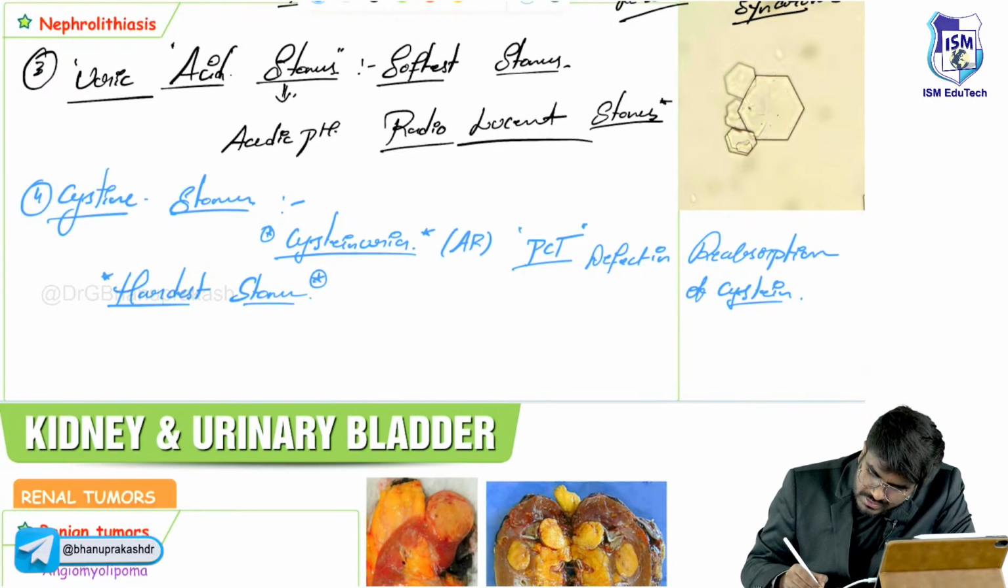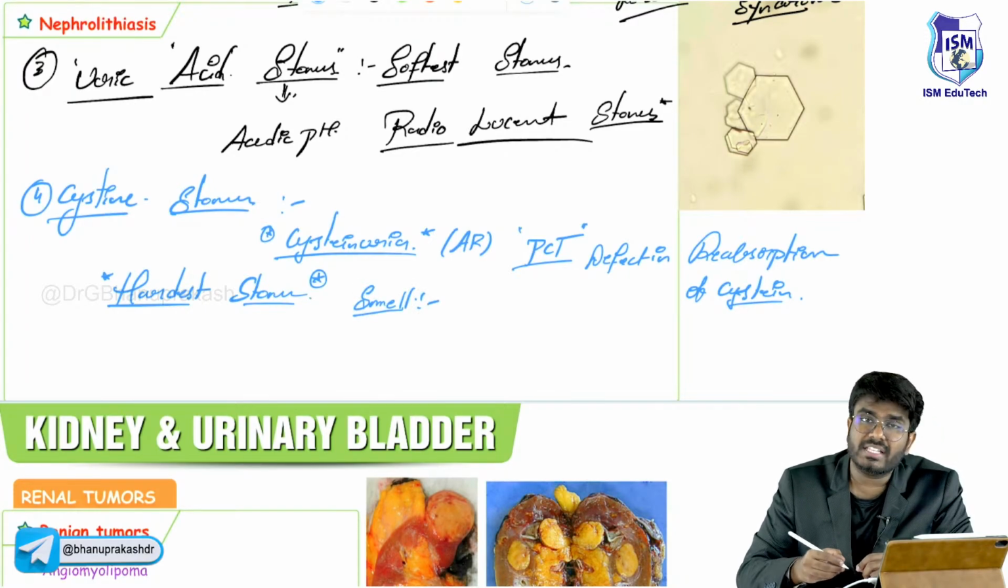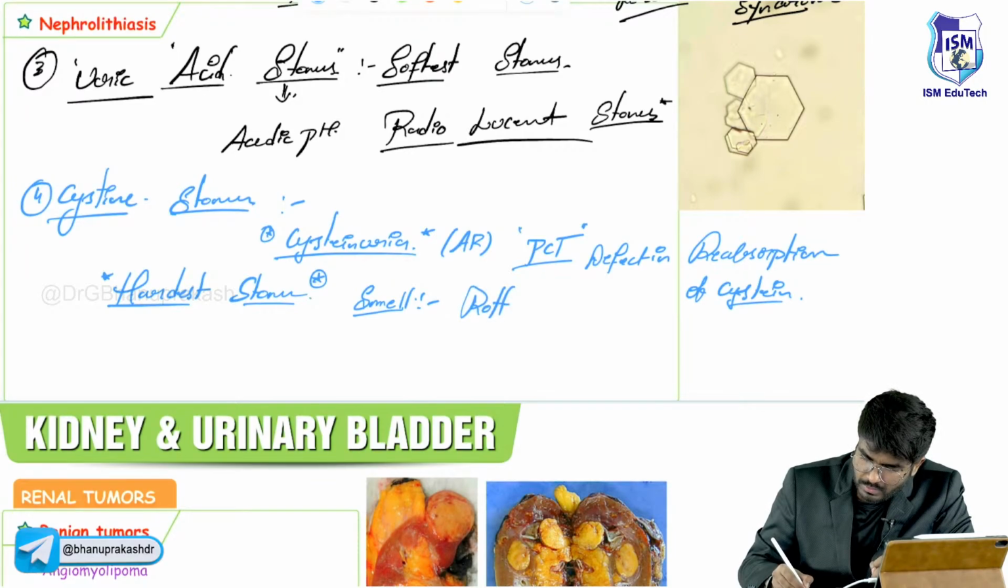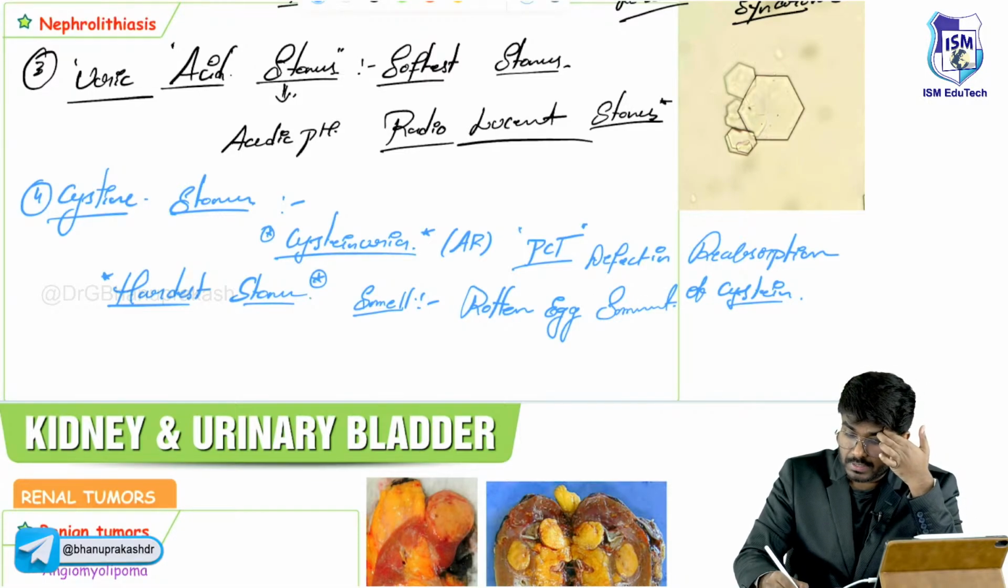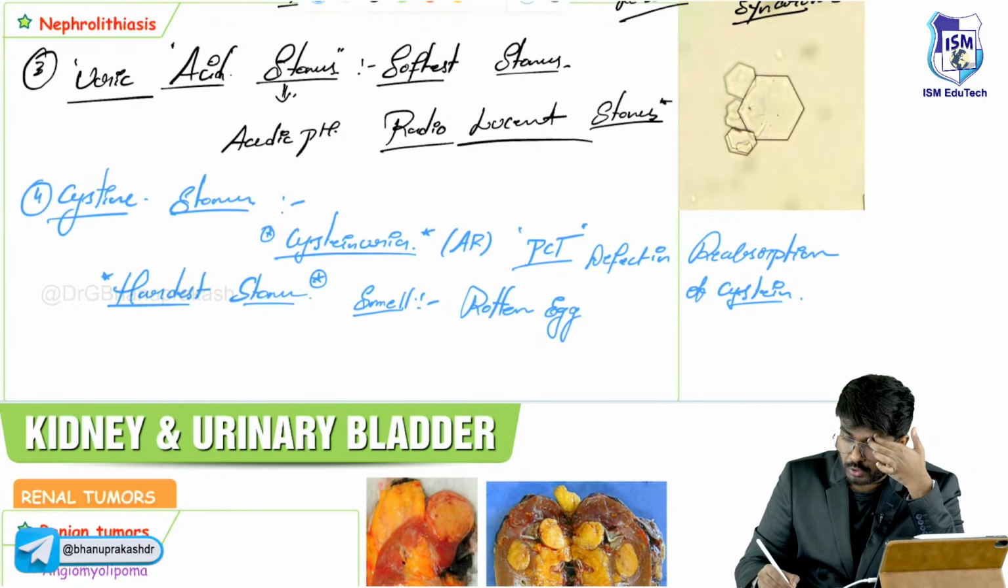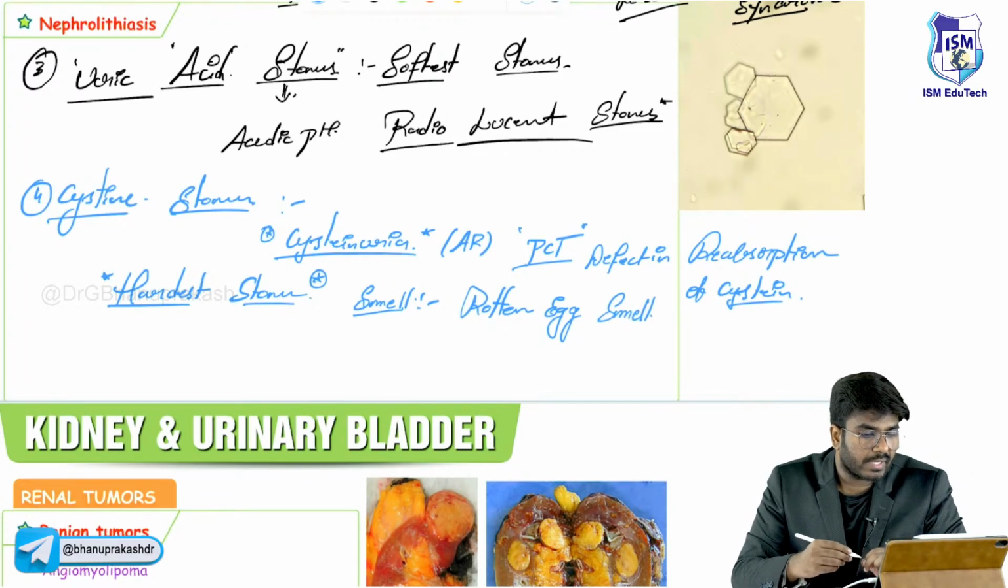One important point is the smell of their urine. You know what the smell of their urine is? It's going to be a rotten egg smell. Those who have this cystinuria will have a rotten egg smell.